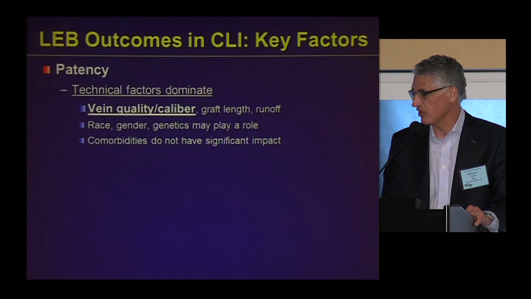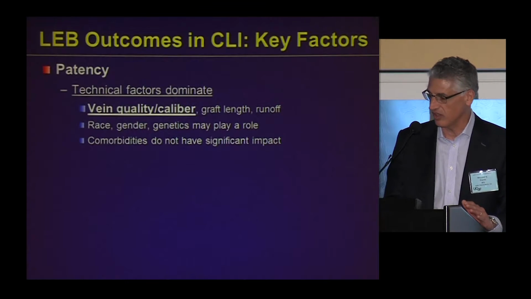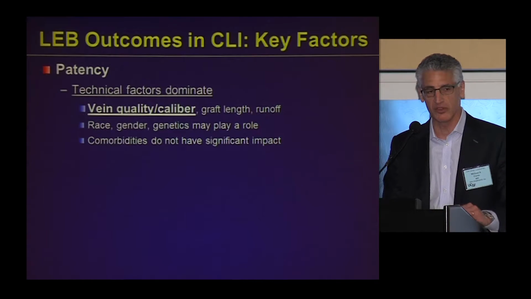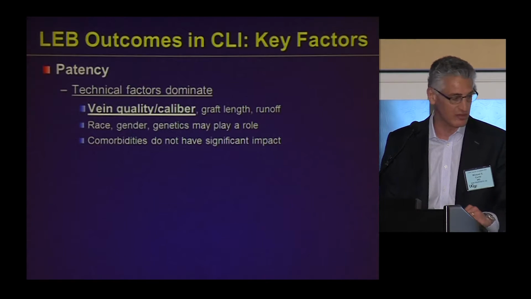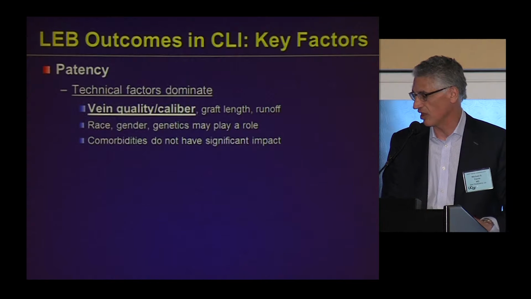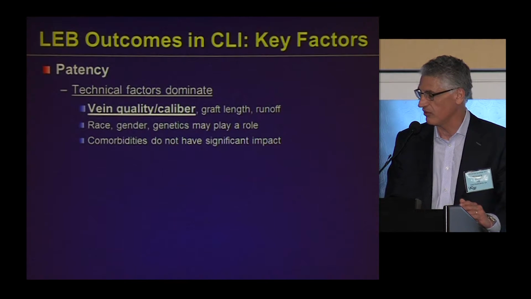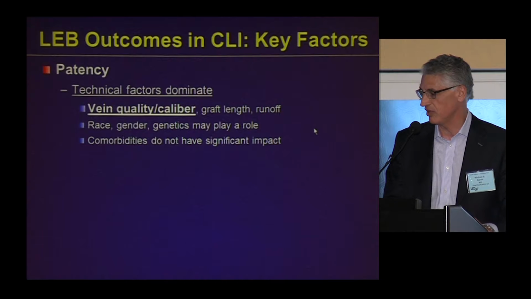Okay, so for bypass surgery, in terms of the outcomes we look at, when it comes to patency, it is about technical factors, and of those, far and away the most important is not the arteries, but the vein, the quality and caliber of the vein that's available to you. We also pay attention to things like graft length, trying to minimize graft length. Of course, having an adequate target and having some runoff is critical. There are other factors that may determine patency, including patient-specific factors.